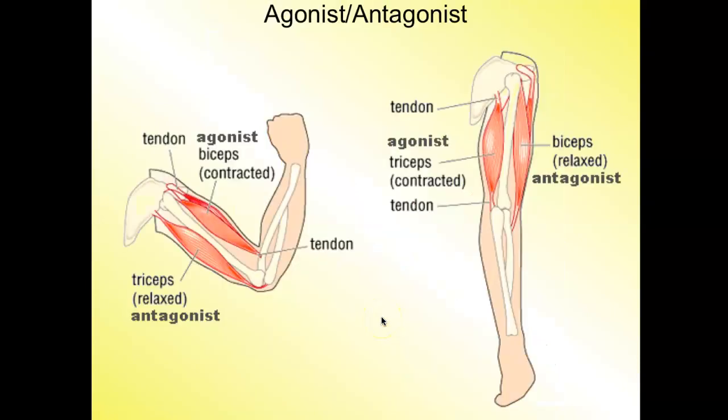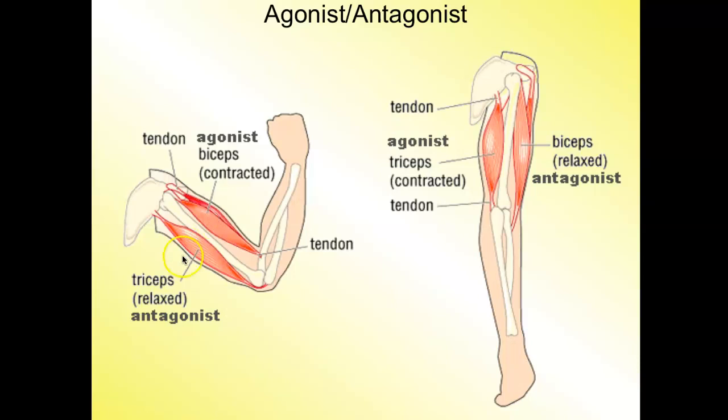And then we have the words prime mover, synergists, and antagonists. So prime mover is, in an action, you usually have one muscle that does the bulk of the work. So in this action, your biceps brachii is contracting. The action here is elbow flexion. There's actually 2 muscles here that create elbow flexion, your biceps brachii and your brachialis. The biceps brachii does most of the work, so it's going to be called the prime mover or the agonist.